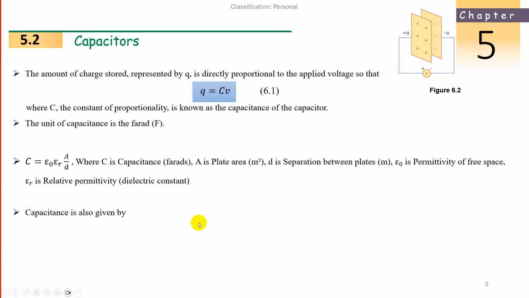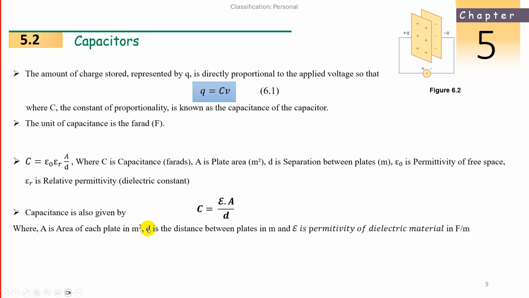Capacitance is also given by another equation directly, because a fixed packed capacitance doesn't have free space permittivity, no air inside. So epsilon R is one. I can rearrange the same equation as C is equal to epsilon A by D, A by D same here, and only epsilon is coming. That is a general form I'm making. So epsilon means the value of the permittivity of the medium, and the medium here is the insulator or dielectric. Where A is the area of each plate in meter square, D is the distance between the plates in meters, and epsilon is the permittivity of the dielectric material. That's it.